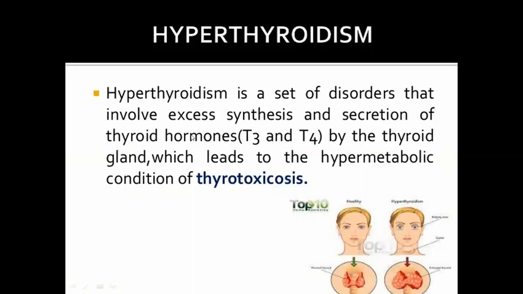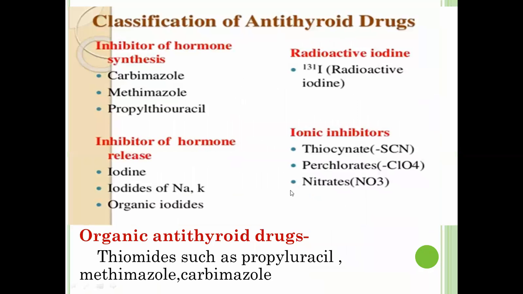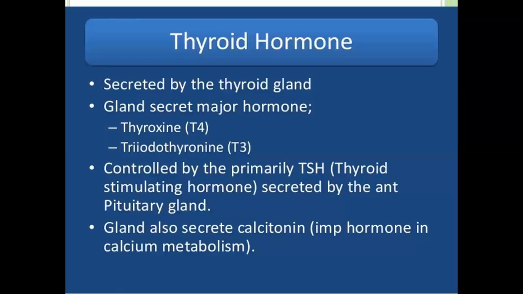The next point. So this is about the thyroid gland. Secretion, like in insulin we saw the pancreas, its alpha cell and beta cell secretion, and after that we start the pharmacology. In this way, this is about the thyroid hormone and its secretion. The thyroid gland secretes mainly three hormones: calcitonin, thyroxine and triiodothyronine.